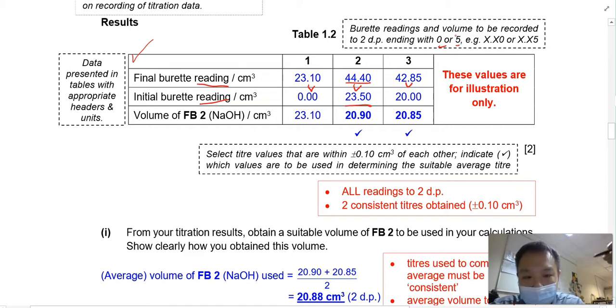Again, if your attention to detail is there, you should be looking at this and checking your data. You shouldn't be marked down for missing out details like this. Then, last but not least, we choose titre values that are within plus or minus 0.10, and we indicate them with a tick below the values. This will show clearly to the examiner which values you chose for the titration.